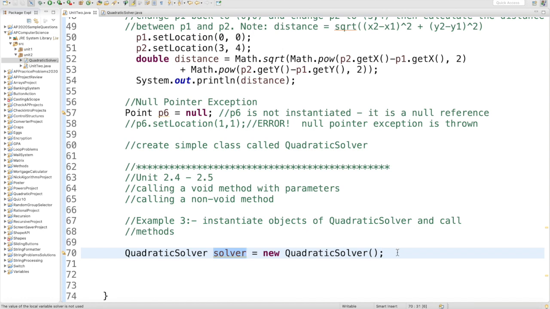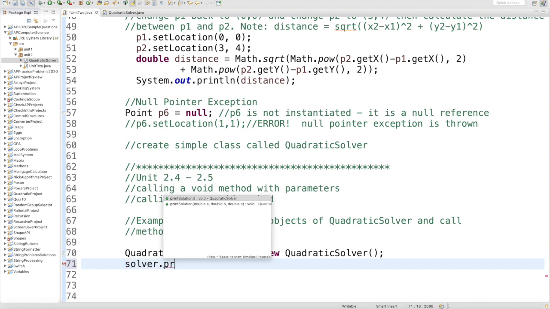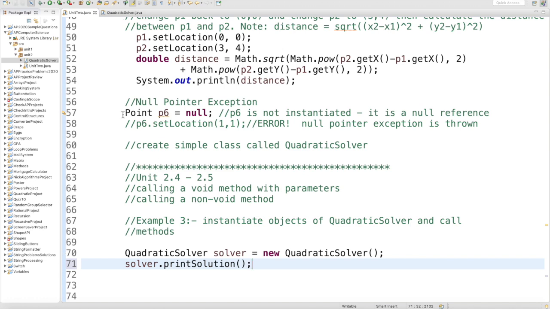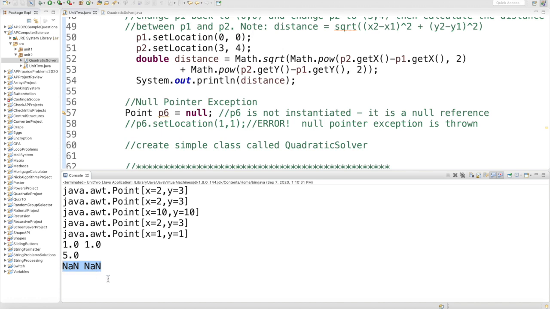So I'm going to make a non-static call here. The first thing I'm going to do is say solver dot print. Now you realize if I hit the dot, the code completion comes up, and I'm going to call the void method printSolution. I'm going to save it and run it just to see what happens. Obviously we get all the stuff from before, but we got two NaNs. We got not a number, not a number.